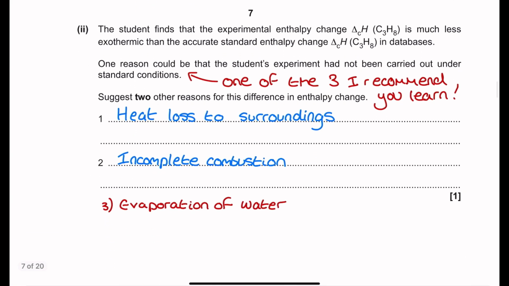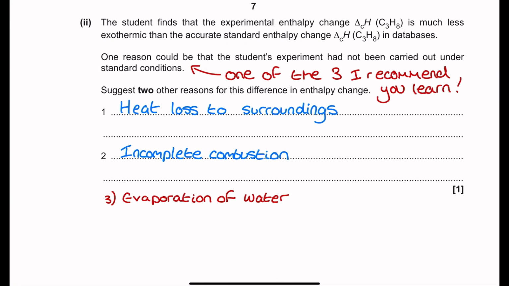Moving on, the student finds that the experimental enthalpy change is much less exothermic than the accurate standard enthalpy change in databases. One reason could be that the student's experiment had not been carried out under standard conditions. That's actually one of the 3, the other 2 are in the blue here, that I recommend you learn as reasons why the data book value for an enthalpy of combustion could be different from an experimental. The other 2, like I said, are shown in the blue. You would say heat loss to the surroundings, which is actually one of the reasons they usually remove as a choice from you. And then the other is incomplete combustion.